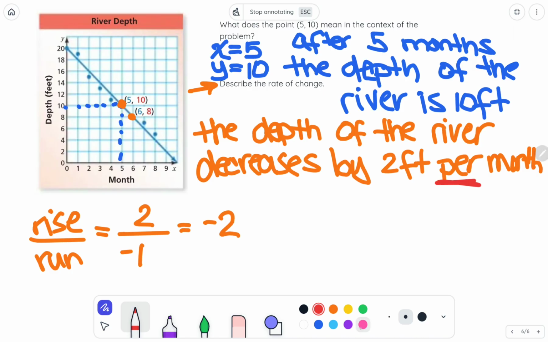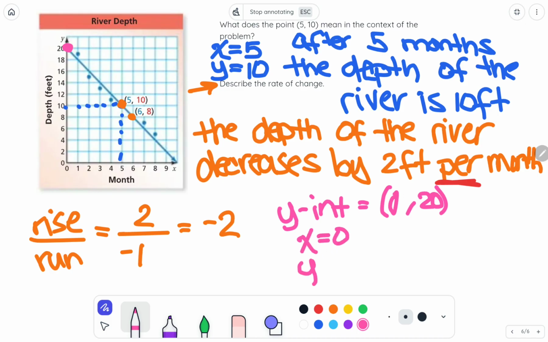And then this one doesn't ask for it, but let's say they asked you for your y-intercept. Well, again, this is our y-axis, our vertical axis. Our line crosses it right here. Our y-intercept is the point 0, 20. So that means that our x is 0 and our y is 20. And we know that our x is months.